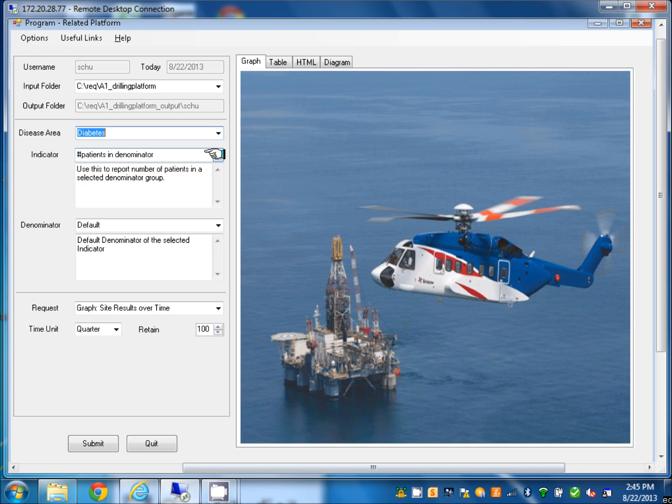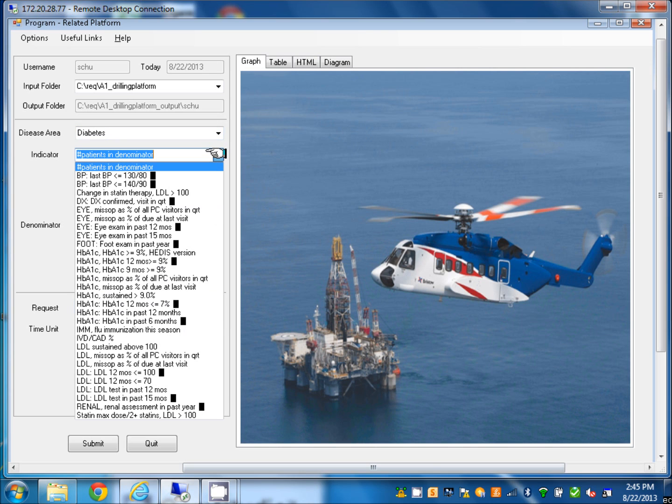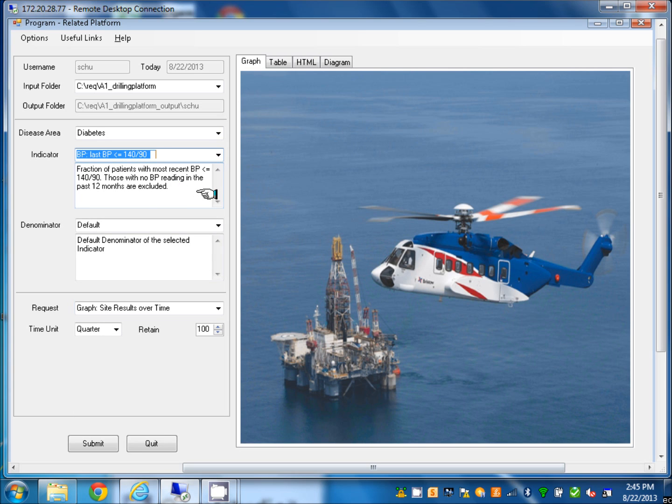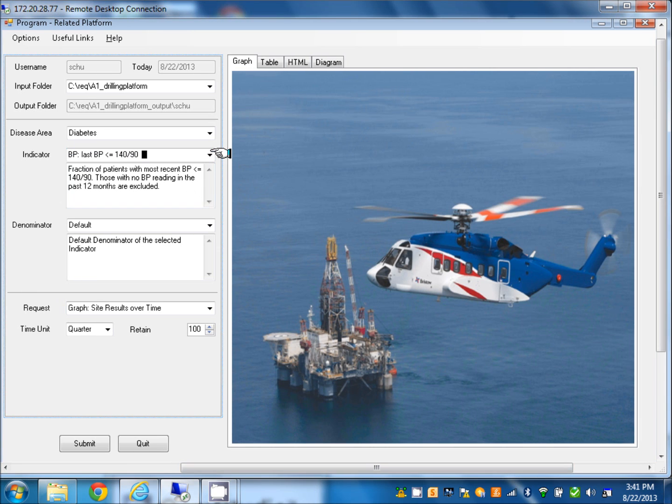If you click on the indicator drop-down box for diabetes, you will see there are 45 available diabetes-related measures. Highlighting any particular measure brings up a more detailed definition of the measure, such as the fraction of diabetes patients whose most recent blood pressure reading was below 140/90. You will see the long definition in the box below. Every indicator has a default denominator, or patient subgroup.